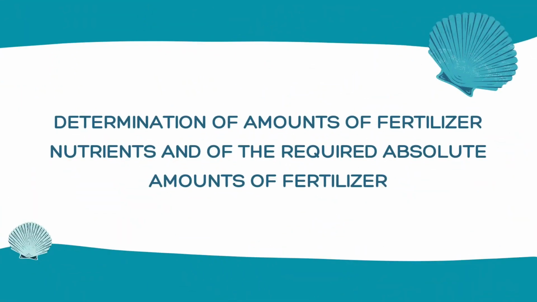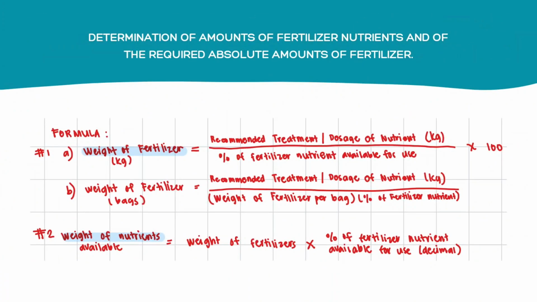Determination of amounts of fertilizer nutrients and of the required absolute amounts of fertilizer. There are two different formulas in determining the amount of both fertilizer and fertilizer nutrients needed. First, the weight of the fertilizer in kilograms is equal to the recommended treatment or dosage of nutrient in kilograms over the percent of fertilizer nutrient available for use times 100, and there's also a formula if the unit is in bags. And the second formula is the weight of the nutrients available is equal to the weight of fertilizers times the percent of fertilizer nutrient available for use in decimal.